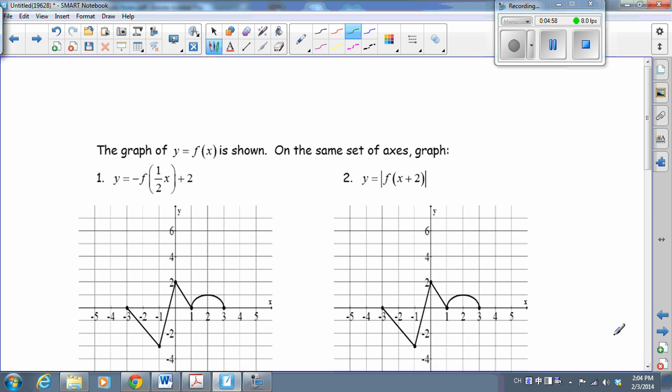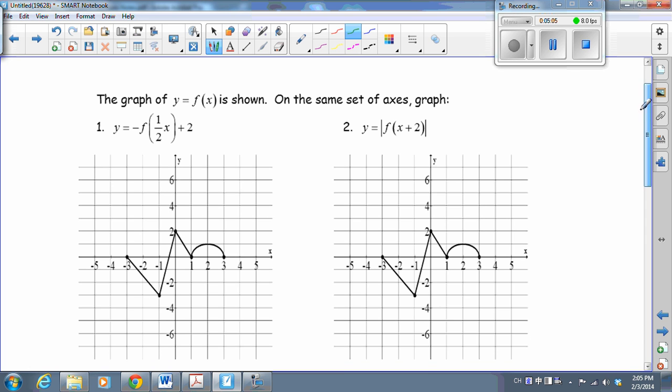Now we have graphs, and our goal is to graph the transformation. First thing you need to know is on problem number one, the fact that I have the half inside the parenthesis, I know I have a horizontal stretch. Now, the negative in front is a vertical reflection, and the plus 2 means it went up 2. Let's try to graph it.